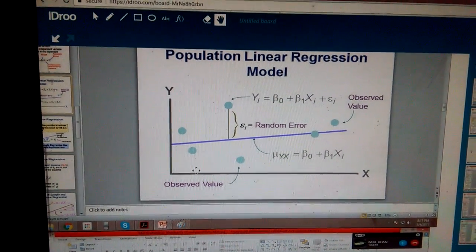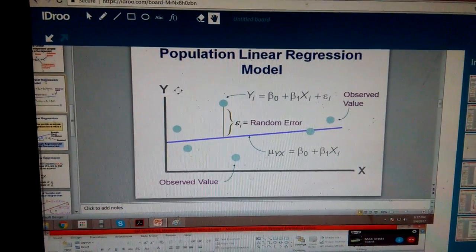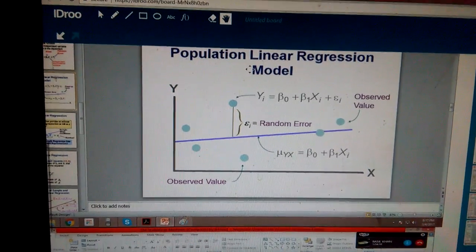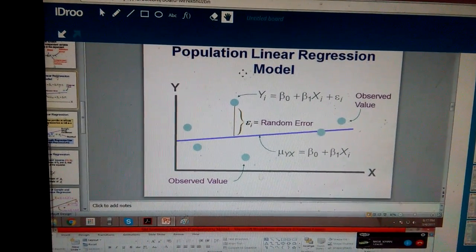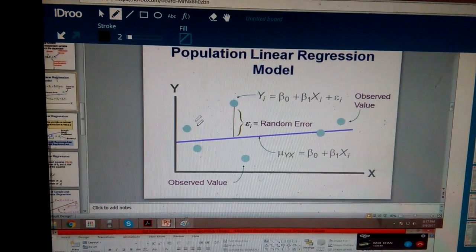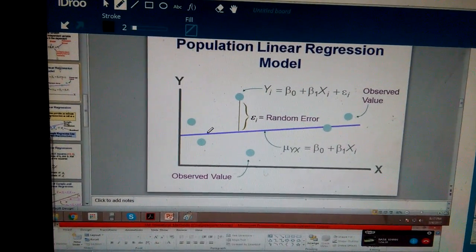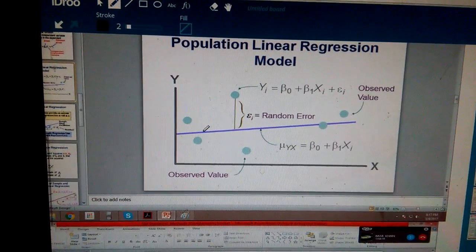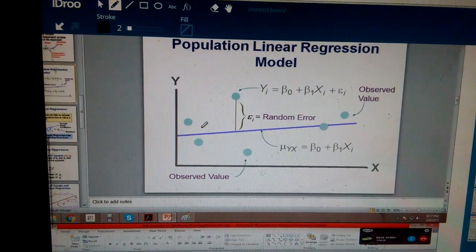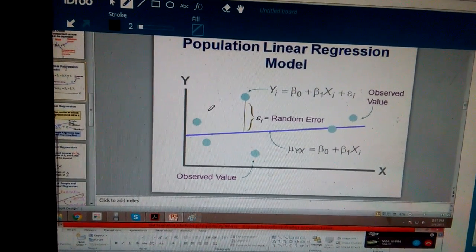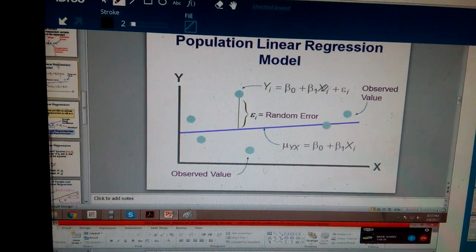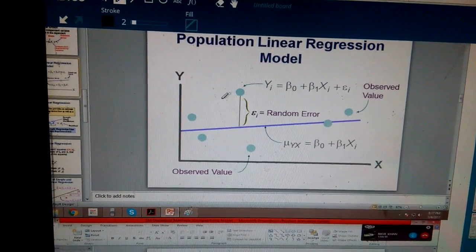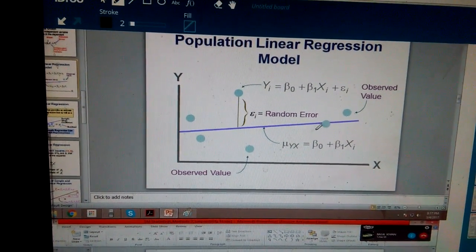Okay, now you can see here a very beautiful representation of your population linear regression model. For example, the population comprises several values in your data, and we're not going to plot each and everything. Just to make the concept clear, they have picked up sufficient values from your data and plotted them in the form of a scatter plot, as you can see.